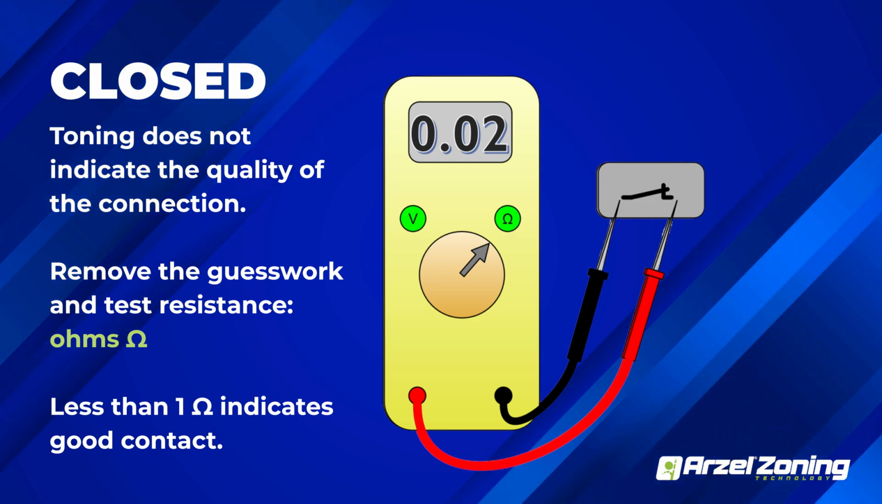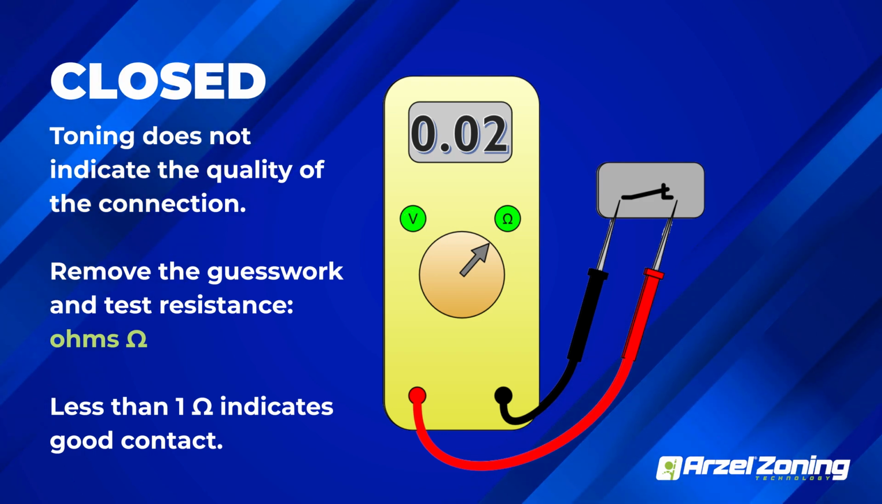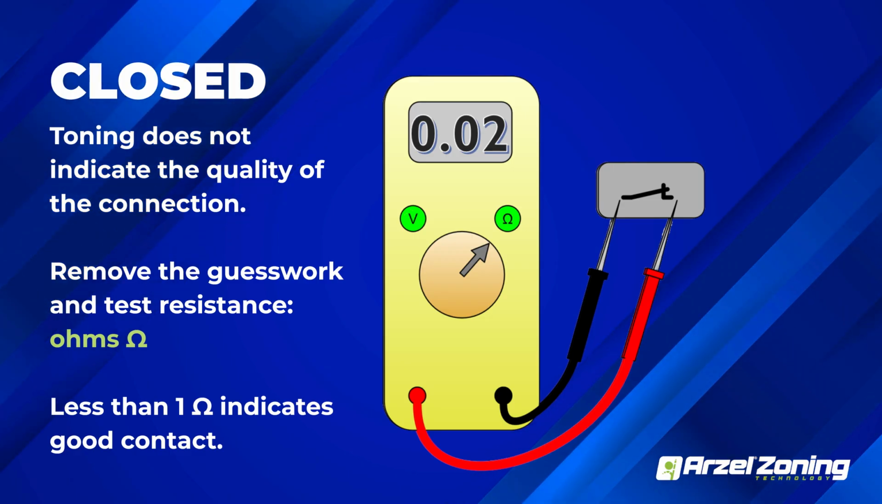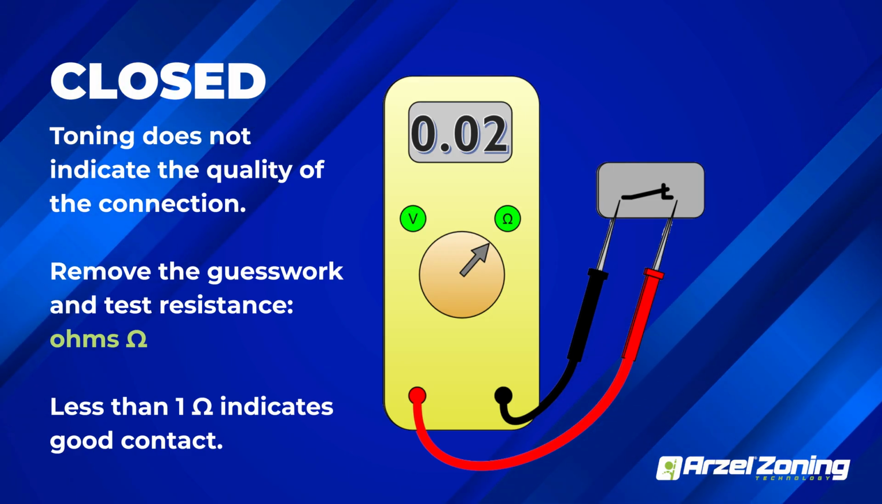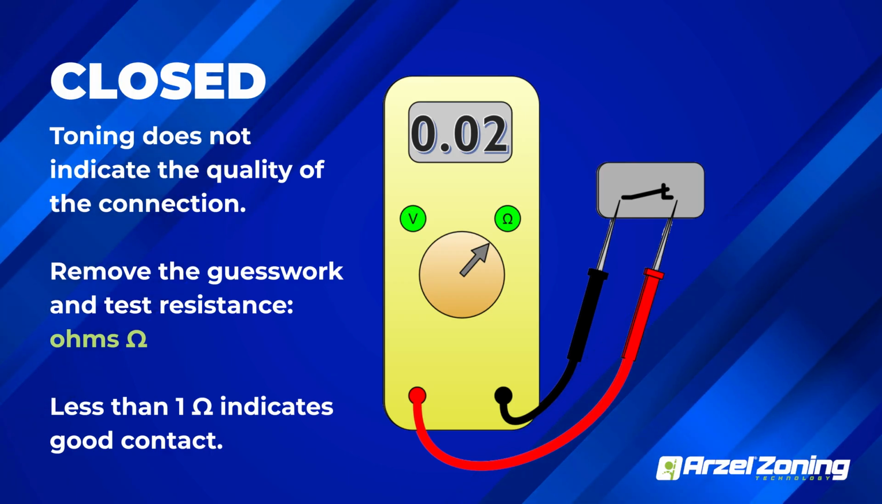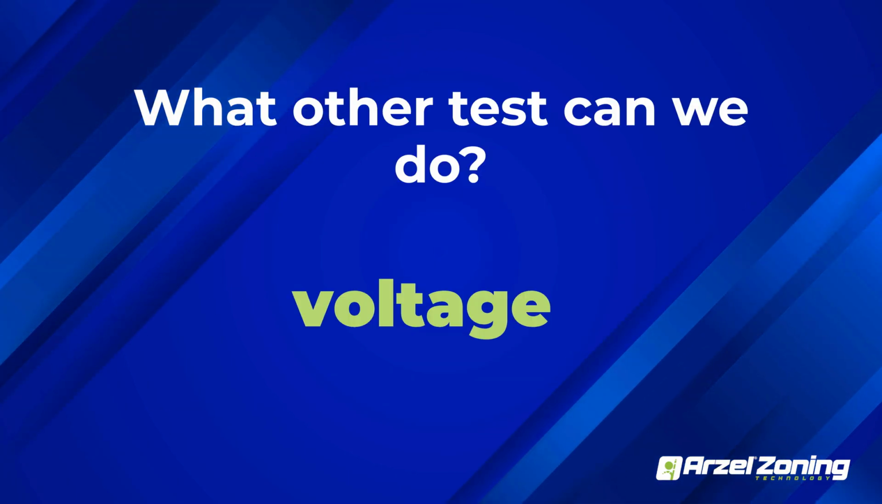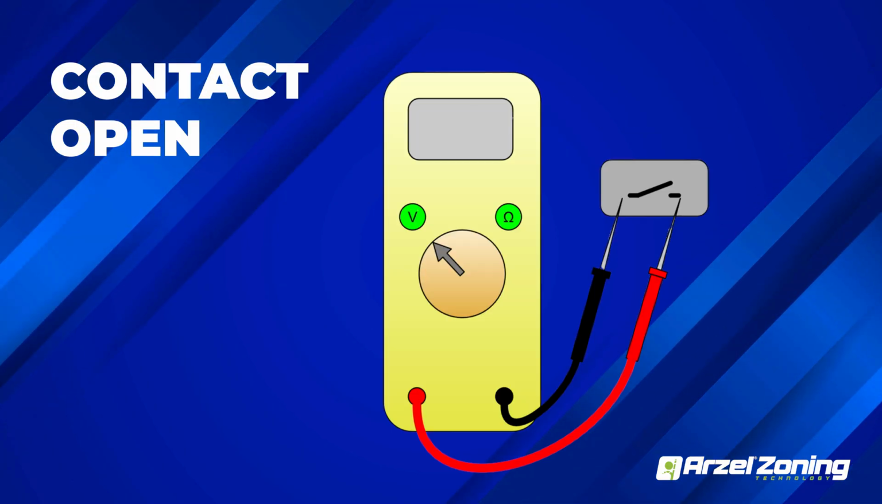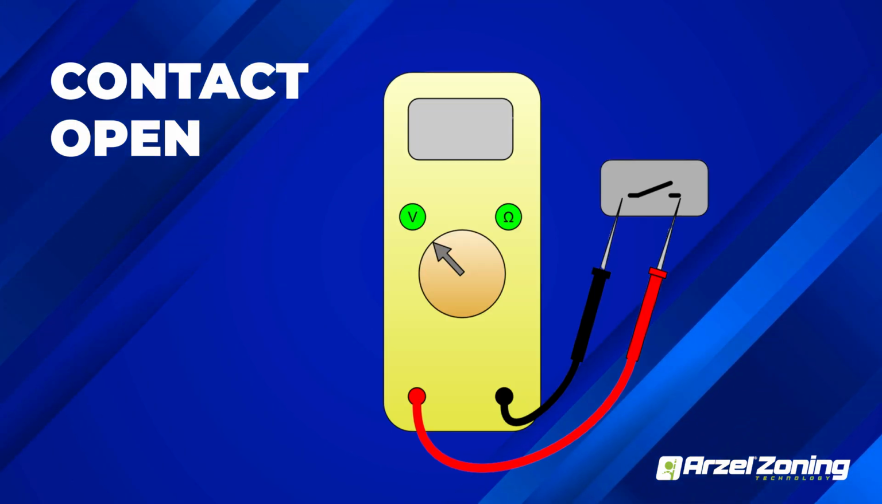So if we have an issue with our furnace not working and we've tested our resistance on a specific circuit, we read less than 1 ohm, we know that our problem is now somewhere else because that contact is proven. It's verified good. Sometimes we can't always test for ohms. So in those cases, we need to test for voltage. So if I have an open contact, I'm going to read 24 volts.